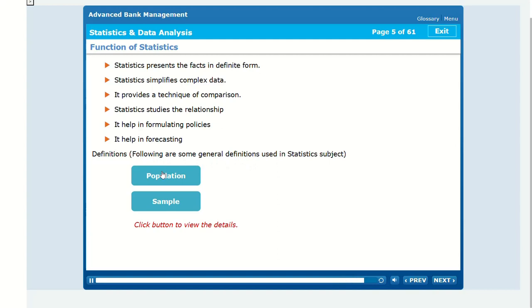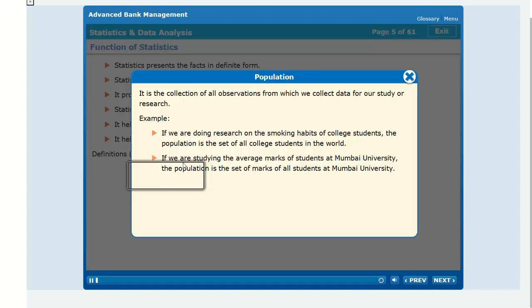Definitions. Population. Sample. Population. It is the collection of all observations, from which we collect data for our study or research. Example. If we are doing research on the smoking habits of college students, the population is the set of all college students in the world. If we are studying the average marks of students at Mumbai University, the population is the set of marks of all students at Mumbai University.